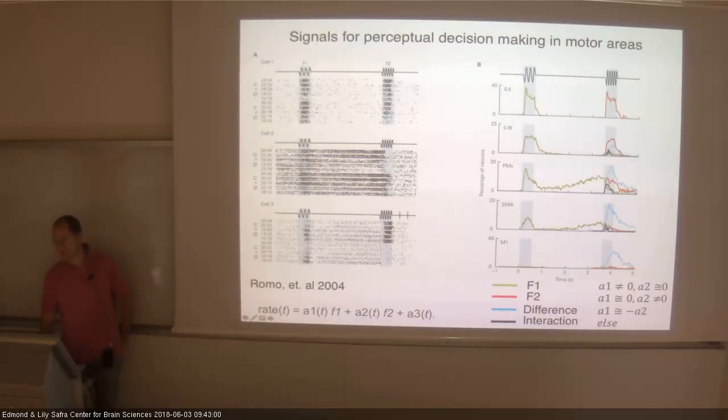Yes. The black is interaction, complicated cells. Yeah, interaction between coding decision and encoding of the parameters of the stimuli. Here, the y-axis says, for example for the green, the percentage of neurons that encode F1. It's binary: it encodes F1 or it doesn't, not how much it encodes. Just if it's encoded. I think it's how many had a significant regression at each time point.